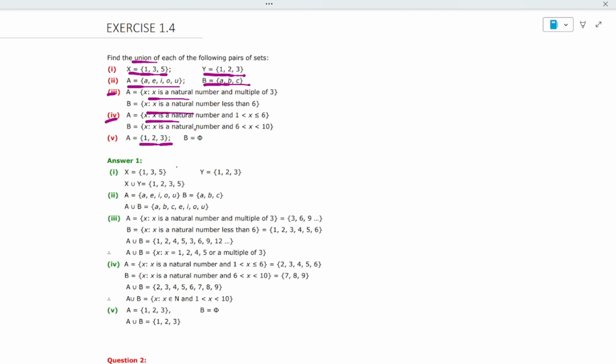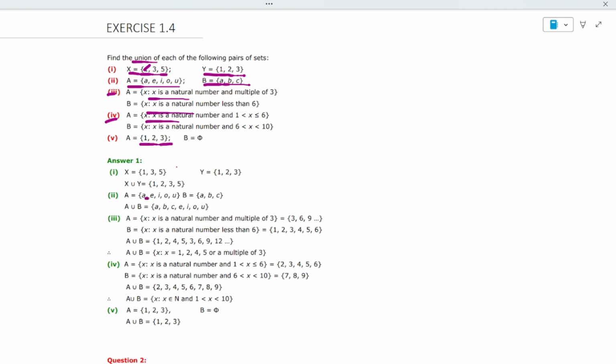Now let's try to find for this question. They have mentioned as 1, 3, 5 and 1, 2, 3. 1 is here, 1 is here, so 1 is done. Okay, and the symbol of union is U. 3 is here, 3 is here. Yes, done. 1 is done, 3 is done. 5 is here, 5 is not in the other. You can write it. Next 2. 1 and 3 were repeated, but you wrote only once. You should not repeat the elements that are there.